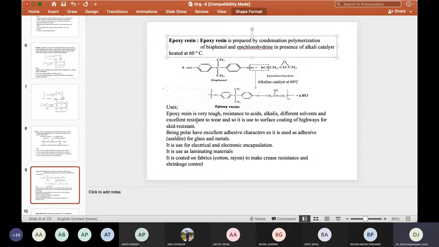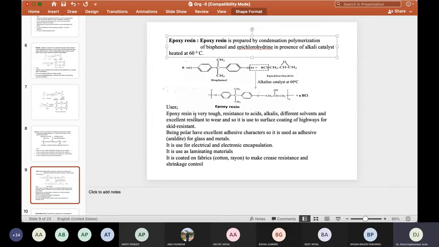So this epoxy resin has good use in civil engineering work. Its uses: epoxy resin is very tough, and it is said to be very tough, resistant to acids, alkalis, as well as different solvents, and an excellent resistant to wear. So it is used for surface coating of highways for skid resistance.